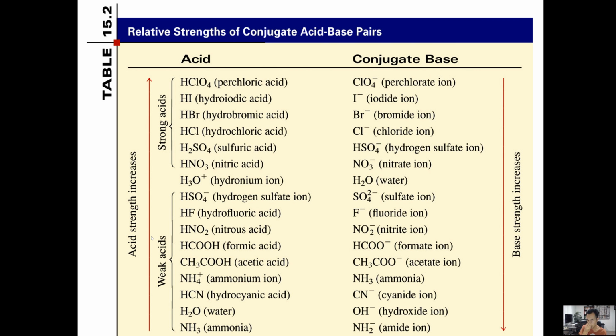Alright, so this is a chart that I would suggest you go ahead and read and get really familiar with, because the more you understand this, the better it's going to be for you. Specifically talking about the conjugates and the strength. So on a strong acid side, if you take a look at something like perchloric acid, and you take a look at your perchlorate ion, right?